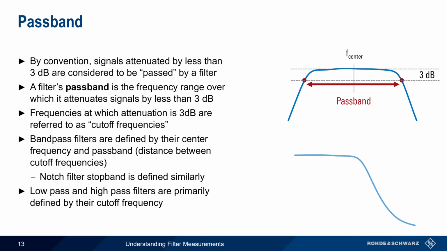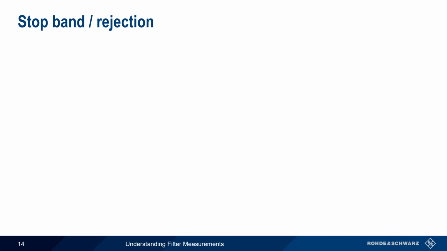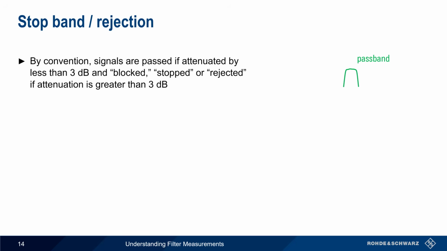Low-pass and high-pass filters, on the other hand, have only a single cutoff frequency, and this is used to define the filter response. By convention, filters are said to pass signals with less than 3 dB of attenuation and block signals which are attenuated by more than 3 dB.